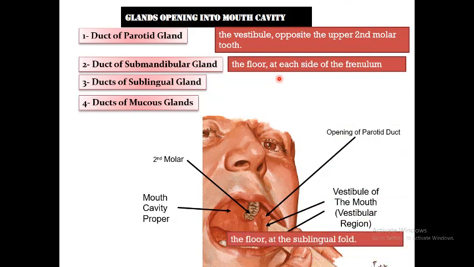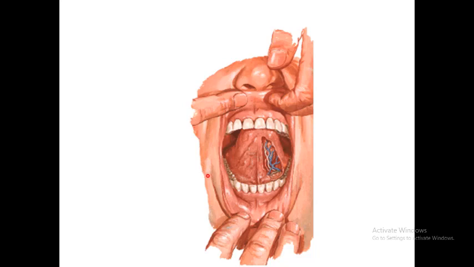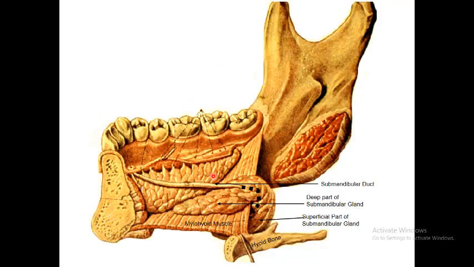Where are the submandibular and the sublingual glands? They lie in the floor, as we said before. The submandibular gland opens in the sublingual papilla, while the sublingual gland lies on the sublingual fold.